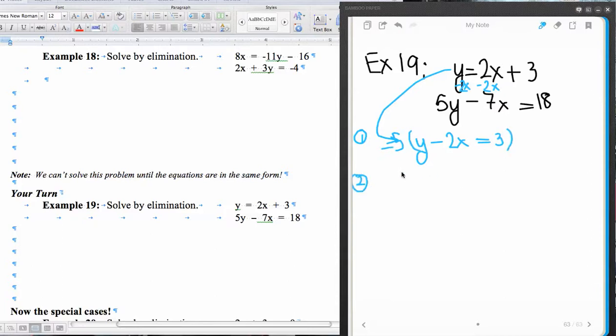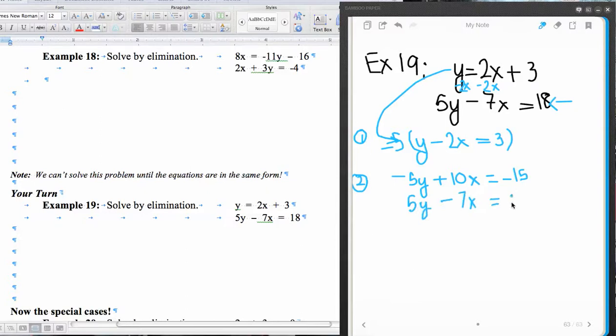So negative 5 times y, which is negative 5y. And then negative times a negative, which is a positive, 5 times 2, which is 10x, and then negative times a positive is a negative, 5 times 3 is 15. Now I'm going to copy down the second equation here, and then I will add them together. So copy down 5y minus 7x is equal to 18.